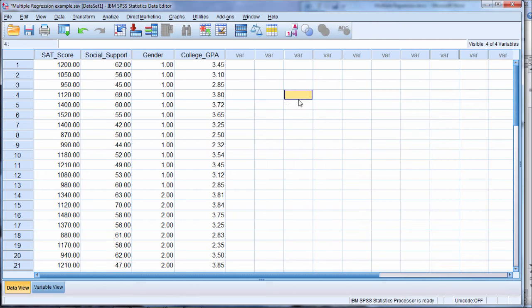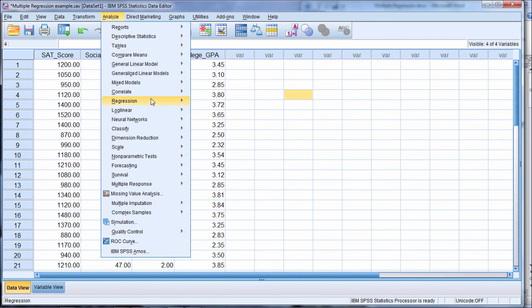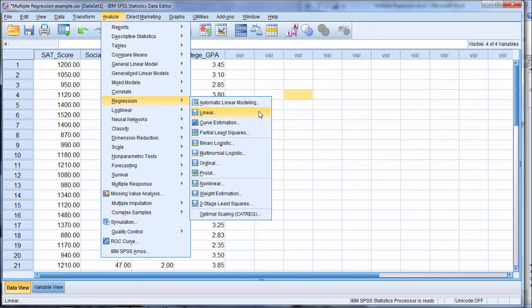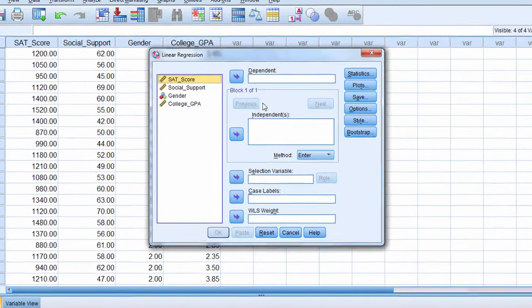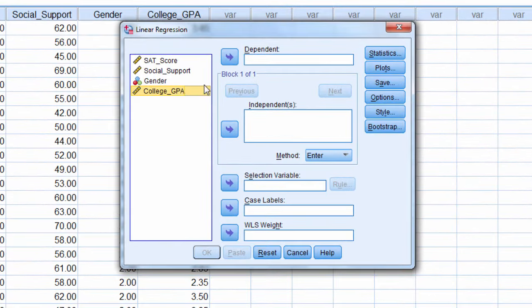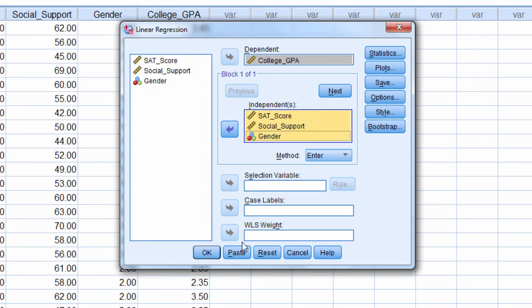Okay, so to run a multiple regression in SPSS, we want to go to Analyze, and then Regression, and then go ahead and select Linear. And here we want to move College GPA to our dependent box, and then we want to select all the predictors and move those to our independent box. And then go ahead and click OK.